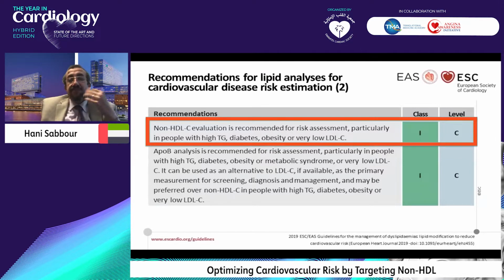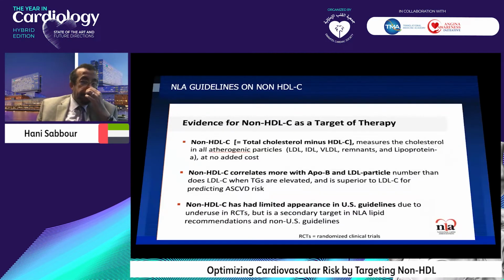So fast forward to the 2019 European Cardiology Guidelines, EAS guidelines, and it specifically mentions non-HDLC evaluation is recommended for risk assessment, particularly in patients with high triglyceride, diabetics, i.e. metabolic syndrome, obesity, or very low LDL. I think this is really important because this is a very simple test that can be used to give you the answer immediately. If the patient is fasting or not fasting, you just go to the lab and you have an answer and you know what to do.